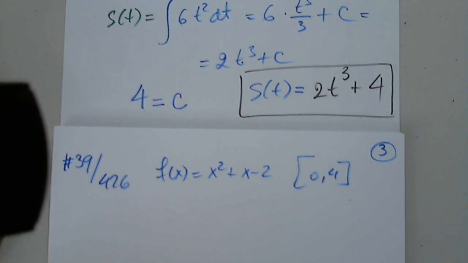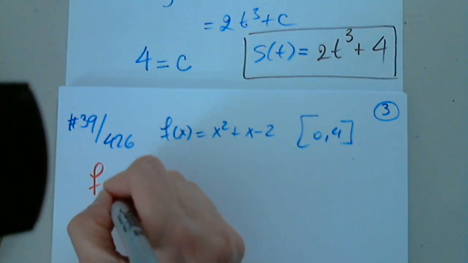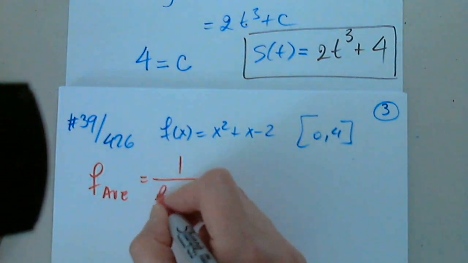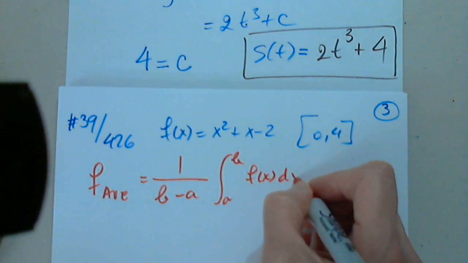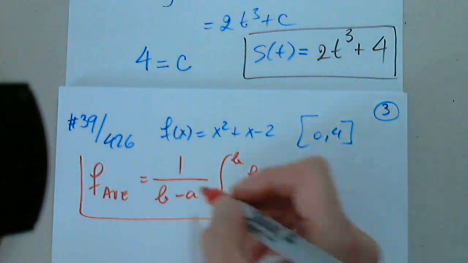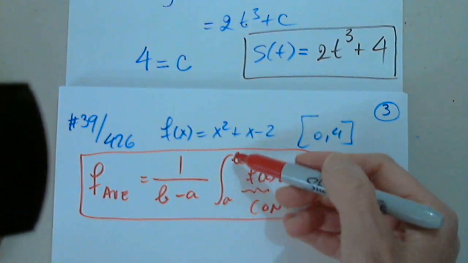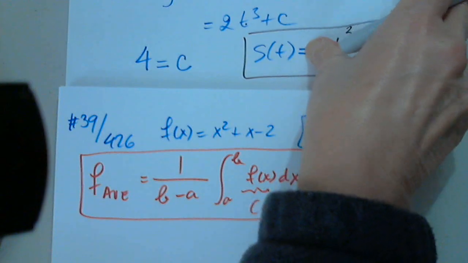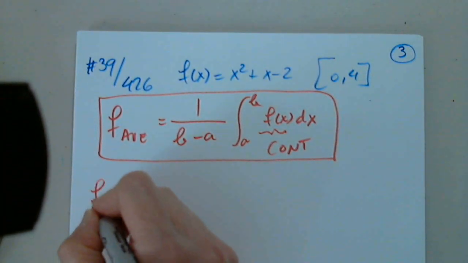So let me refresh your memory. When we are asked to find the average value of a function, f average equals 1 over b minus a, the integral from a to b of f of x dx. This is the formula. Of course, this has to be a continuous function on the given interval. Of course, it's continuous because it's polynomial. They are always continuous.